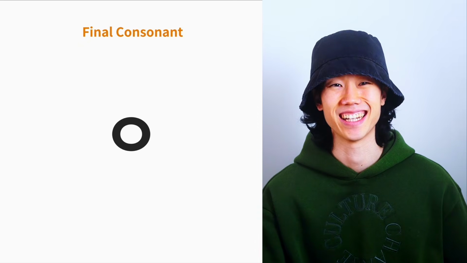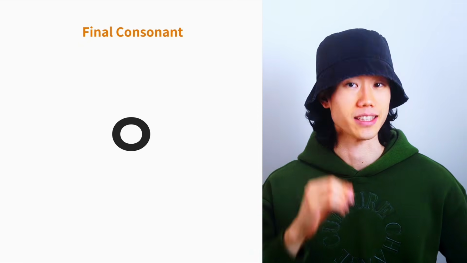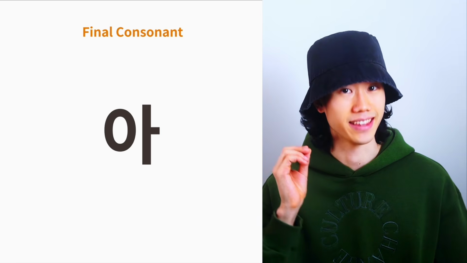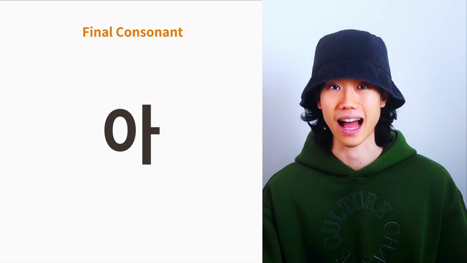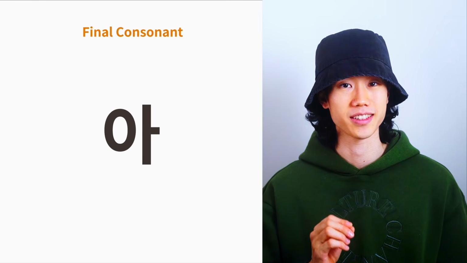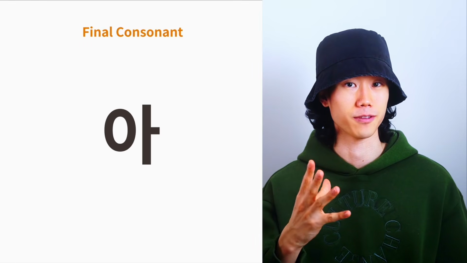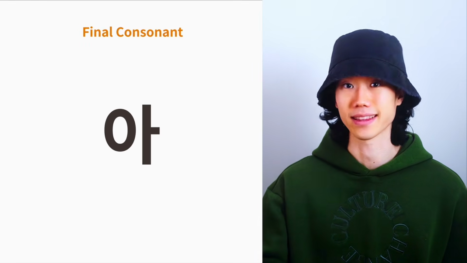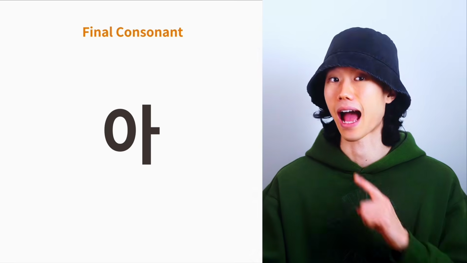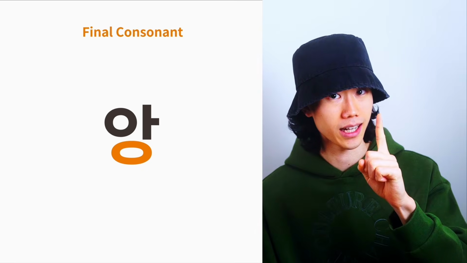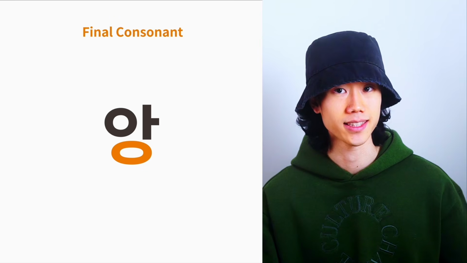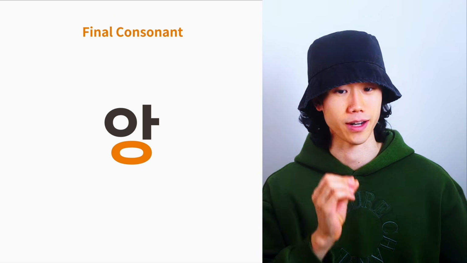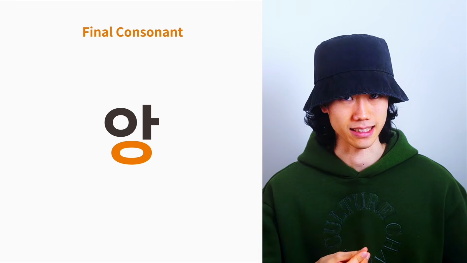So, this circle-shaped consonant is a placeholder, right? And that's why we read this syllable as ah. The circle-shaped consonant is a placeholder and the sound of the vowel is ah. That's why we read it as ah. But when the circle-shaped consonant is placed in the final consonant like this, there's a sound. It's pronounced as 응.